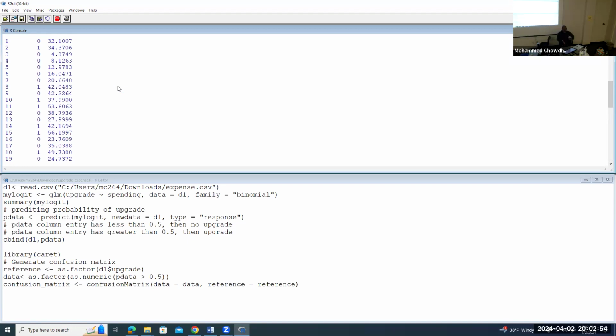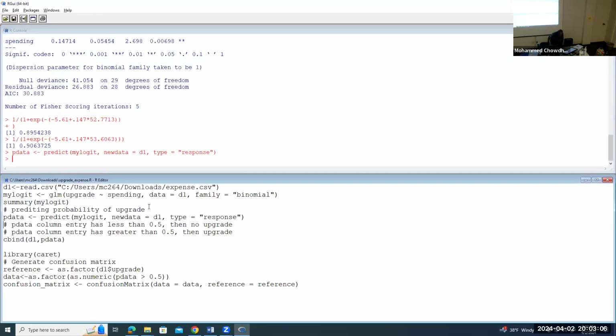Now, for all of this data, I want to see a classification matrix known as the confusion matrix. Okay? So now, this is what I run, just P data. This is the output from my logistic model. This is the new data as D1. I just put here new data, but this is the original data, D1, and type is response. Original data, but I am picking only the response. In that way, I am finding the predictive probability.